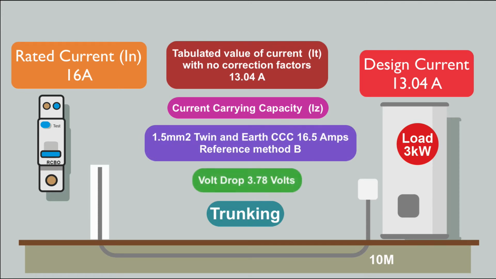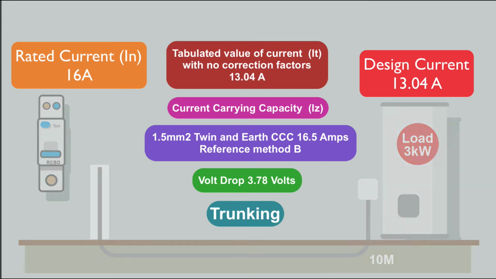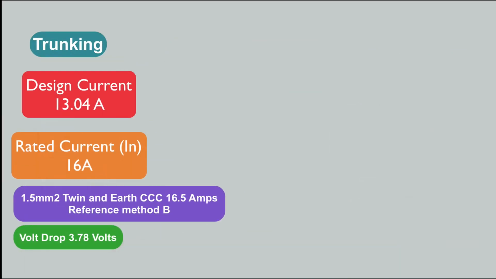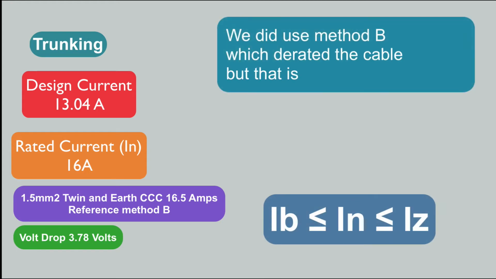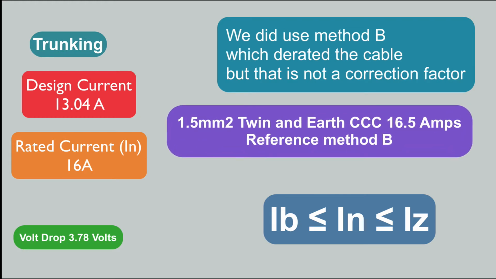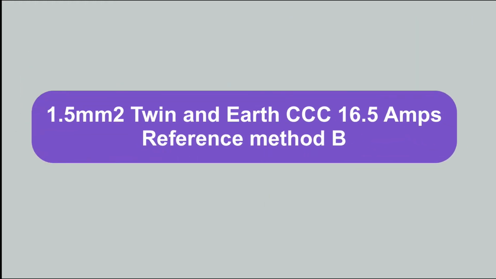And our volt drop was 3.78 volts. So 1.5mm cable appears to be acceptable for these particular set of circumstances. We've got a relatively low design current, a very short run, and there's no correction factors on the cable, so the cable doesn't need to be derated. So in this circumstance, a 1.5mm cable appears to be acceptable.